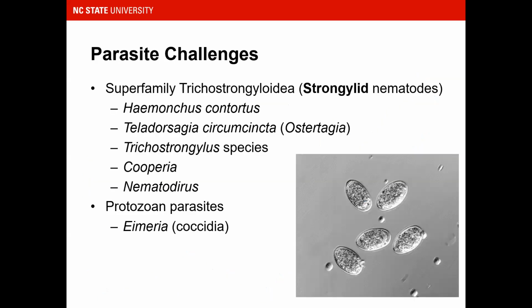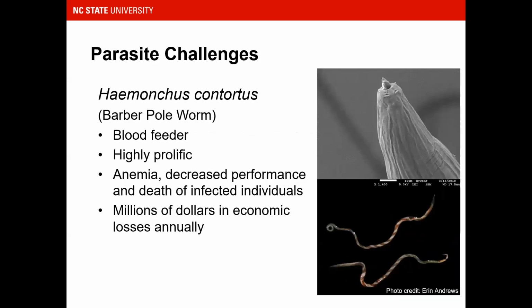In general, the parasites that we're most concerned about in small ruminants fall in this strongylid category. These strongylid nematodes include Haemonchus contortus, Teladorsagia, Cooperia, and Nematodirus. But really, what poses the greatest threat in the United States and all over the world is Haemonchus contortus. We also have some issues with the protozoan parasite coccidia, but for tonight's presentation, we're just going to focus on these strongylid nematodes, specifically Haemonchus.